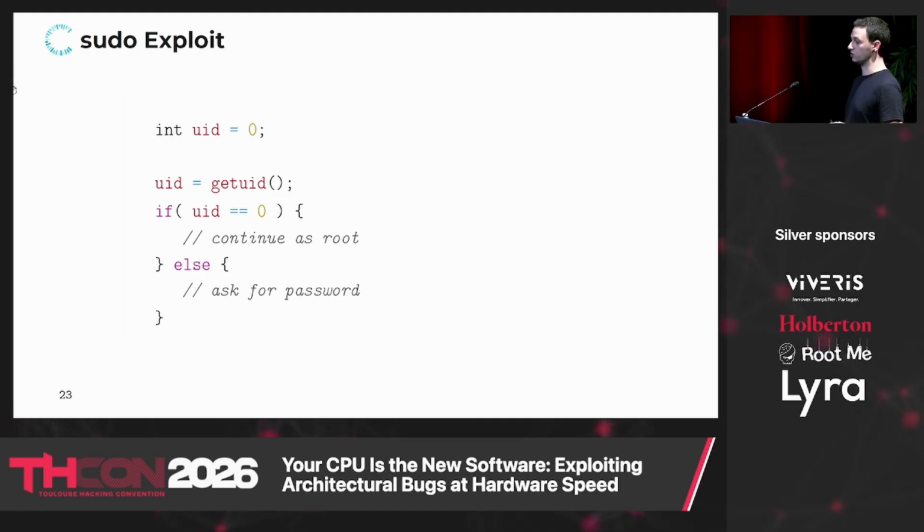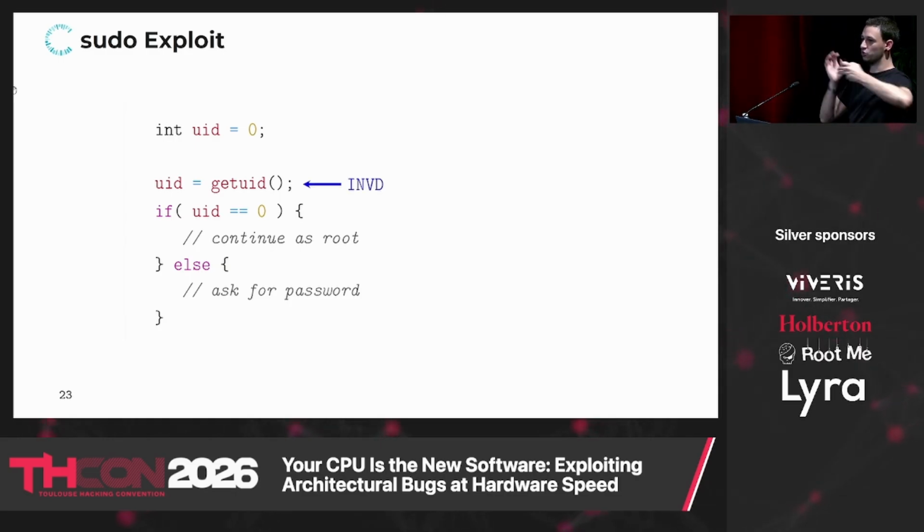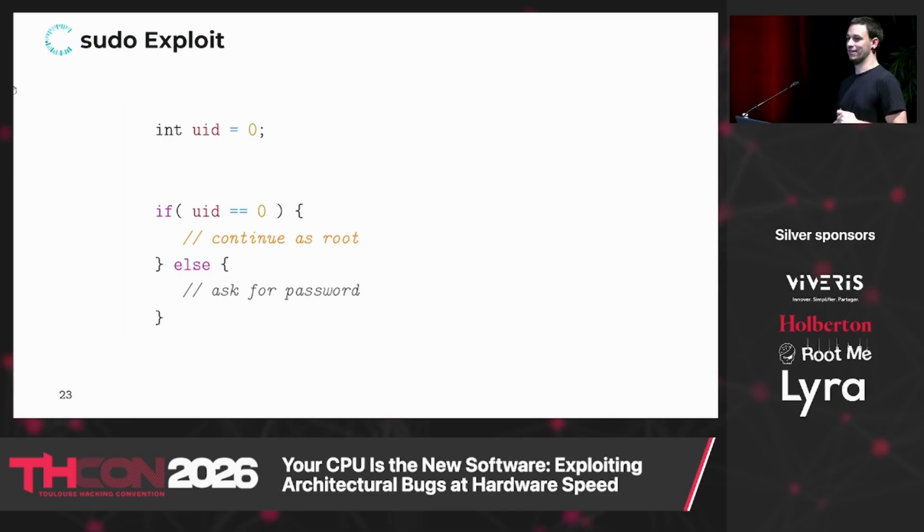And what we also see here is that there's a store where we get the value from the operating system and store it into the variable, like the store from the example before. If we invalidate that store, this line is essentially gone, and we are always root, because this is the default value of the UID. We are 0 now, we are root. Perfect. We can continue without being asked for a password, and we escalated our privileges with one single CPU instruction.